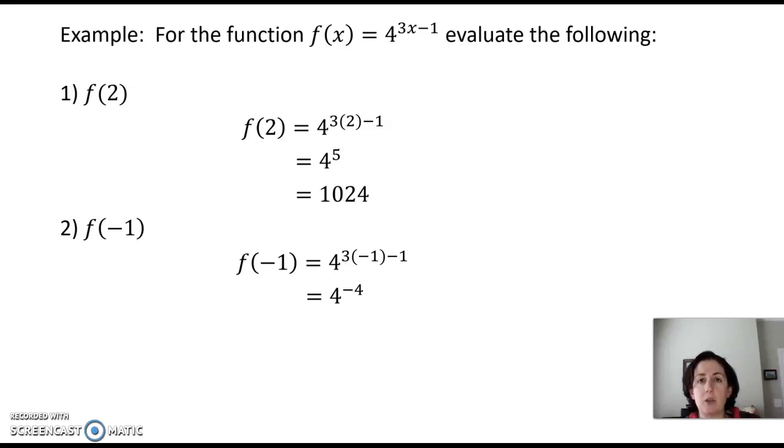But from previous knowledge, we know we can get rid of that negative exponent by moving it to the other side of the fraction bar. So we'll move that down underneath the 1 to make it a positive exponent. And now we can take 4 and multiply it to itself +4 times, just in the denominator, to get 1 over 256.